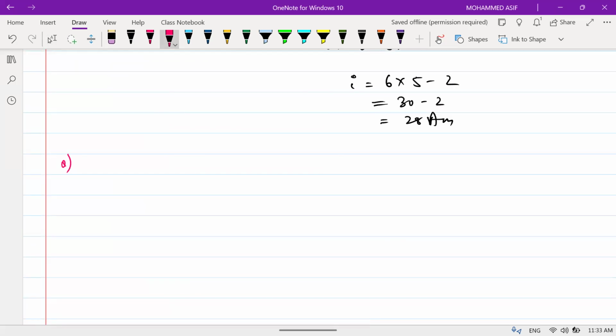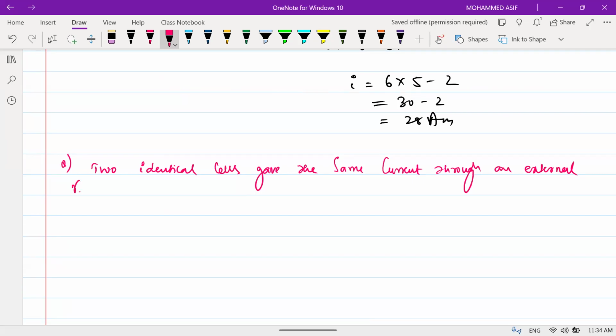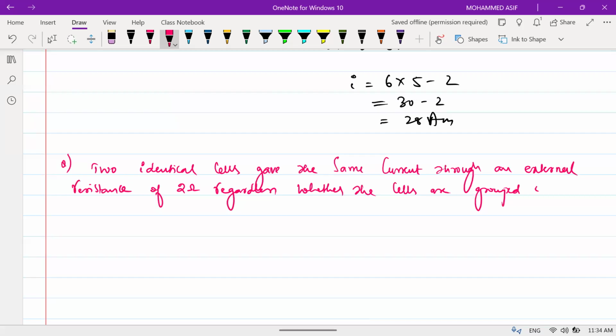One more question. Two identical cells gave the same current through an external resistance of 2 ohm regardless of whether the cells are grouped in series or parallel.